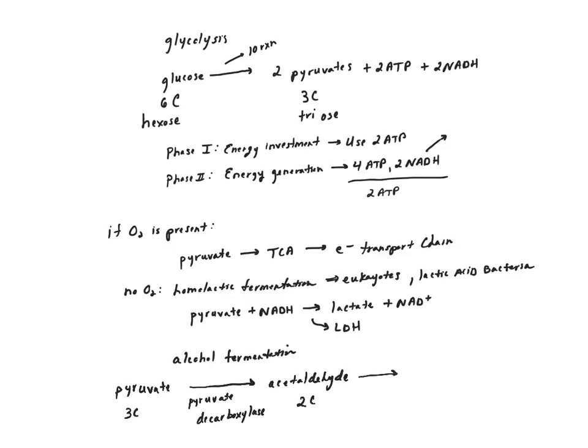Then acetaldehyde is going to be what? Now again, we have to regenerate our NAD plus from before, right? So we're going to utilize NADH. We're utilizing NADH, forming NAD plus. What is happening to acetaldehyde? It is being reduced, right? So it is going to be reduced to ethanol.